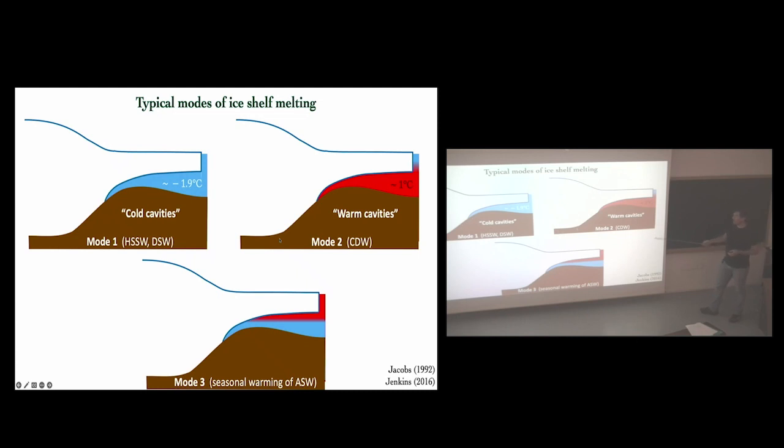And then you have another mode of melt that is more seasonal. For most of the season you are in this condition, minus 1.9 degrees, but you have the Antarctic surface water that occupies the cavity, and in summer, after sea ice melting, you stratify the water column, and this stratified layer of fresh water can get warmed by the atmosphere, and if it's deep enough compared to the ice shelf thickness, it can penetrate under the ice shelf cavity. So in this case, you have melting that is more at the front and that is seasonal. It's not through the entire year.